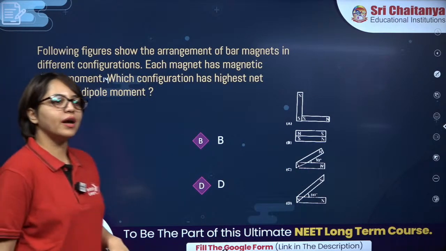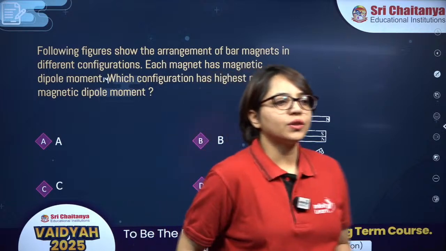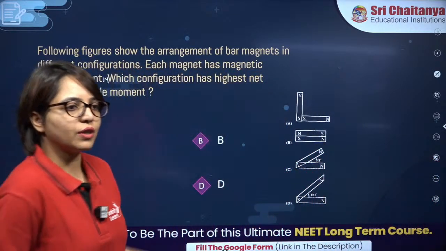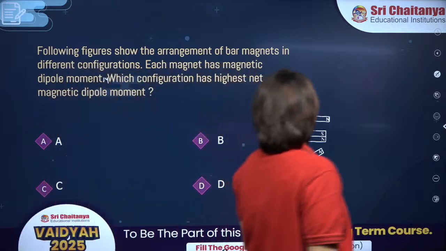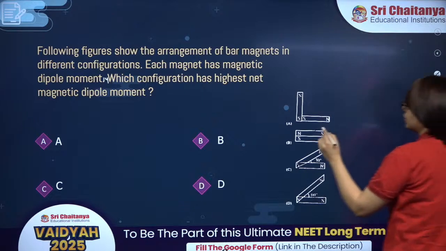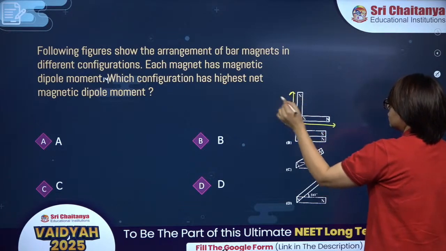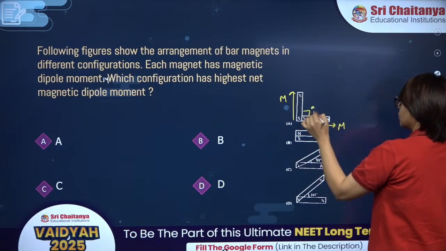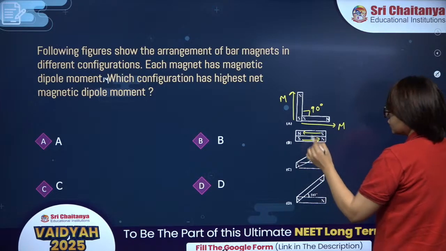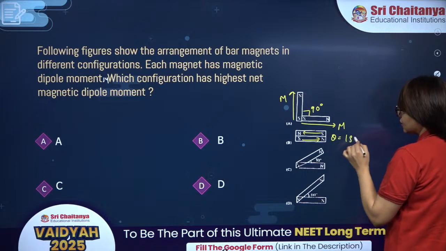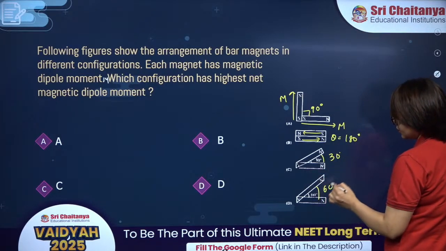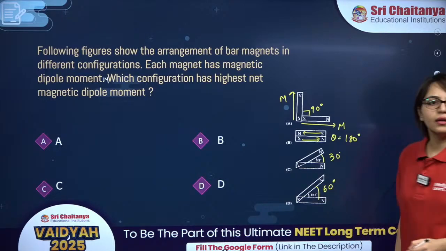Now in this chapter we don't have Earth's magnetism, right? So you might get questions like this. You have to decide the angles. Here the magnetic dipole moment is from south to north, so these two are mutually perpendicular. So in the first case the angle is 90 degrees. South to north, these two are anti-parallel. In the second case it is 180 degrees. In the third case it is 30 degrees, and in the fourth case it is 60 degrees over here.